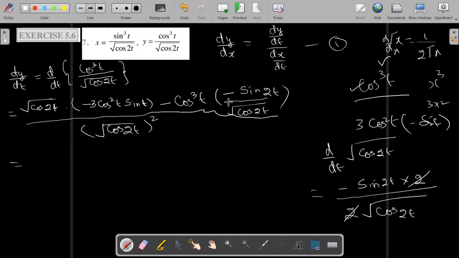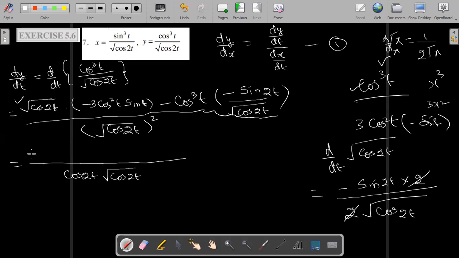And then again, if you simplify this, this minus minus will become plus cos cube t. This sin 2t we can write 2 sin t cos t. And here when you multiply, under root cos 2t is the LCM, this will multiply with this one and that will come in the denominator. So the denominator, this square will make it cos 2t, and in the numerator you will take the LCM under root cos 2t. That root and root will become cos 2t.